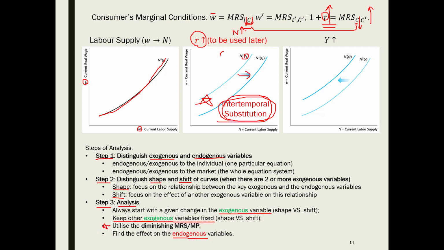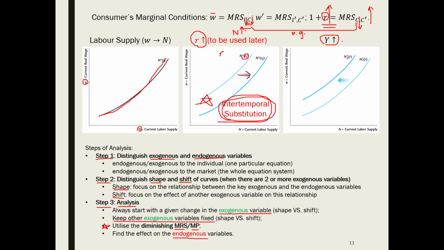Most likely, you will need to utilize the diminishing law as we have just demonstrated. The diminishing law includes the diminishing marginal rate of substitution and diminishing marginal product of labor or capital. Note that there may be spillover effect from one equation to another, like the intertemporal substitution effect when we analyze the effect of interest rate on labor supply. The right graph here shows you the effect of income Y on labor supply curve. Let's use the three-step approach to do it.